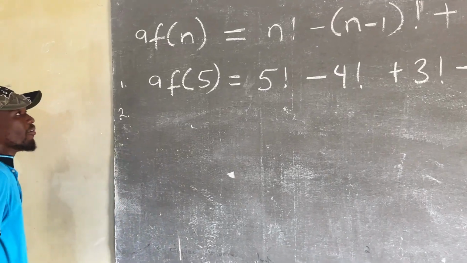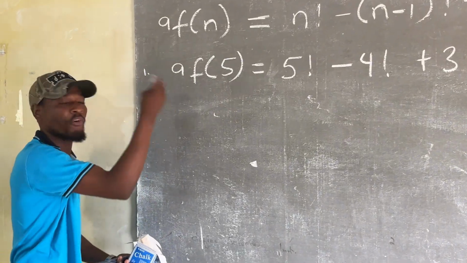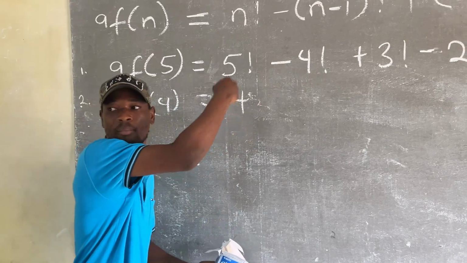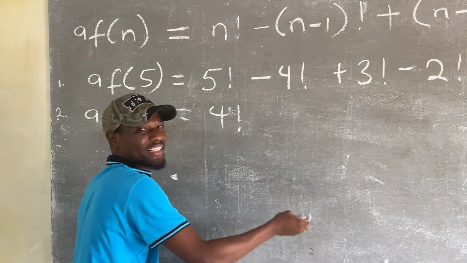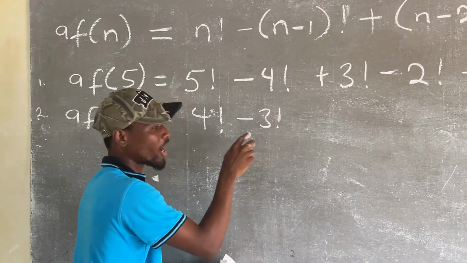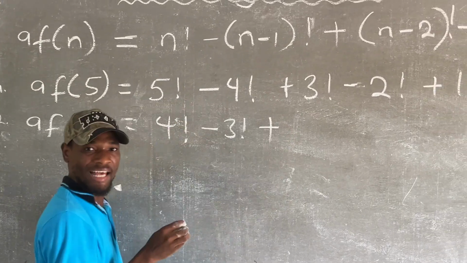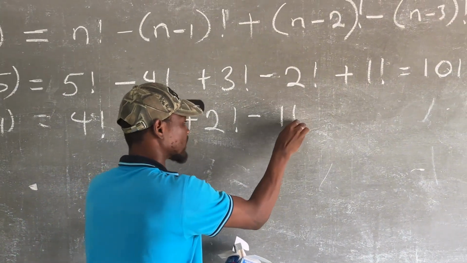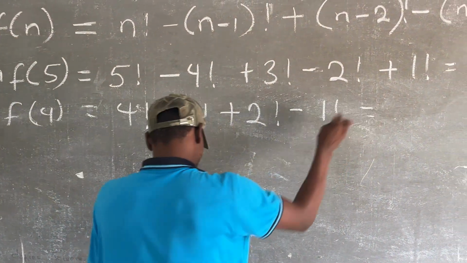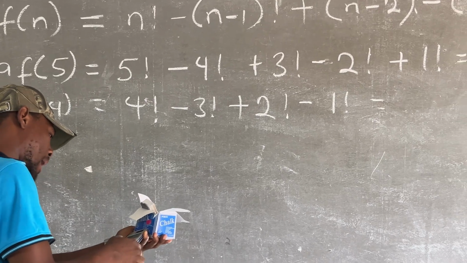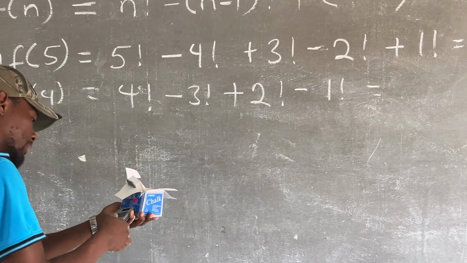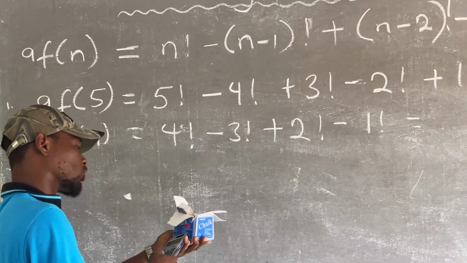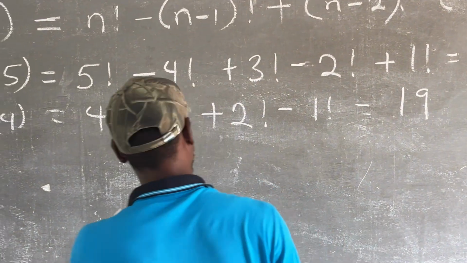The second question is find the alternating factorial of 4. You start with the number 4, then you subtract 1 from it. So you have 4 factorial, then the next sign is negative, so negative 3 factorial. This is negative, so the next term will attain a positive sign, plus 2 factorial. This is positive, so the next integer will attain a negative sign, minus 1 factorial. And with the help of the calculator, we have 4 factorial minus 3 factorial plus 2 factorial minus 1 factorial, and we are getting 19. As simple as that.